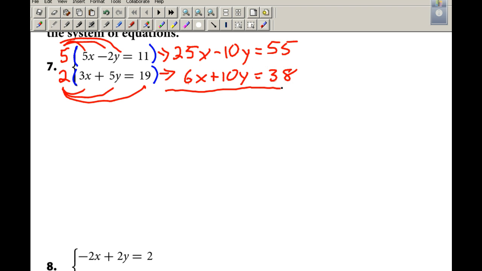And now it's set up just like something from yesterday. We have a variable that eliminates, and just finish it up. 31. 83. Is that right? Nope, 93.